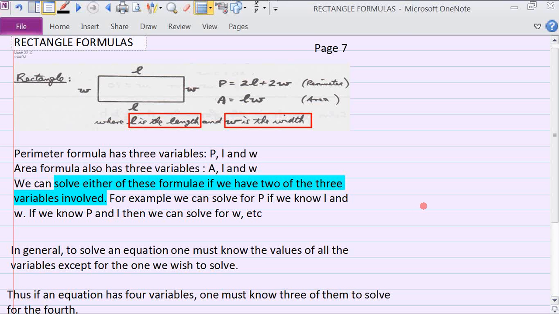So we can solve either of these formulas if we have two of the three variables involved. For example, we can solve for P if we know the length and the width. So if I know L and I know W, I can calculate what P is. If we know P and L, then we can solve for W. So let's say we know what the perimeter is and we know what L is, then I could set it up so that I can solve for the other variable.